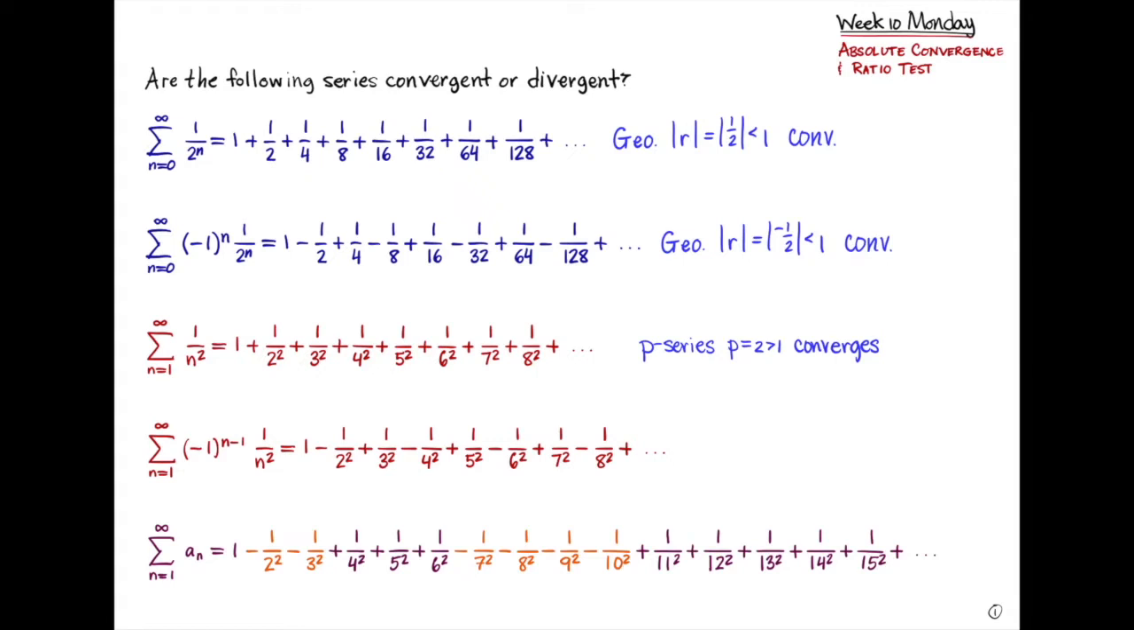In the series below it, it's the alternating form of the p-series. So it's not a p-series strictly speaking, so we can't use the p-series test, but it is alternating, and so we can use the alternating series test to show that this series converges.